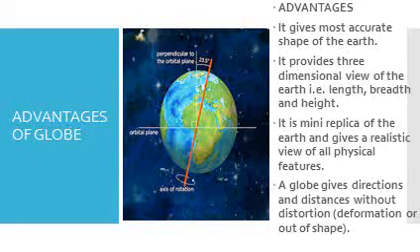What is distortion? It's deformation or out of shape. We will understand this term when we make maps, because in maps distortion is present.